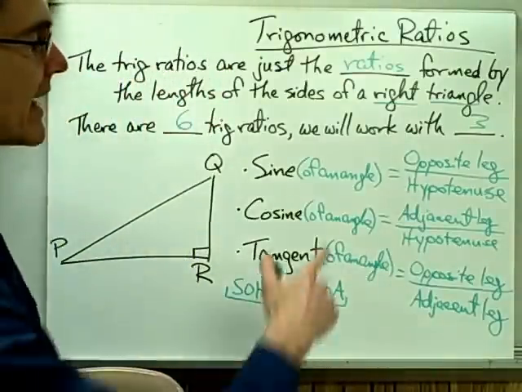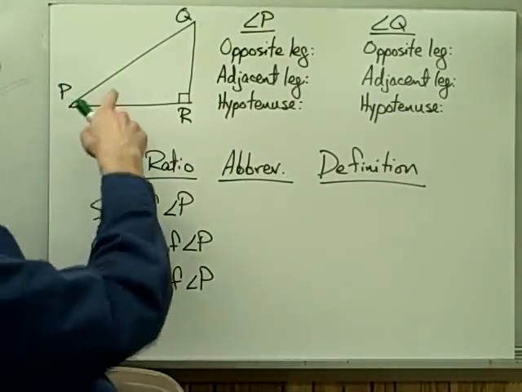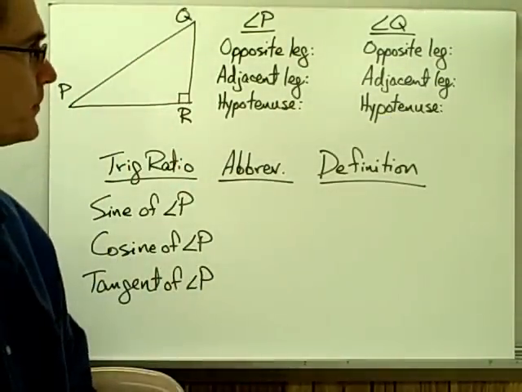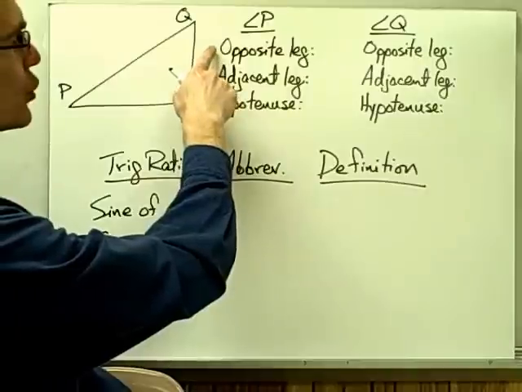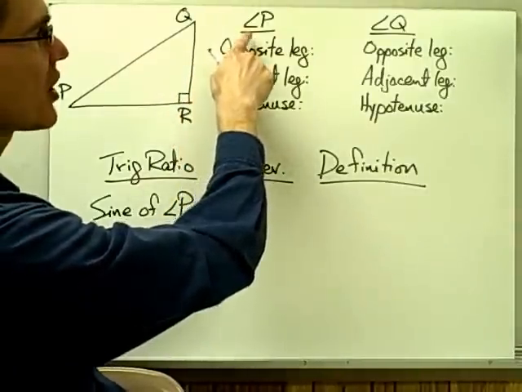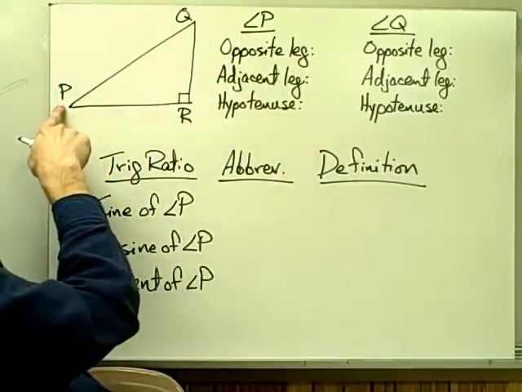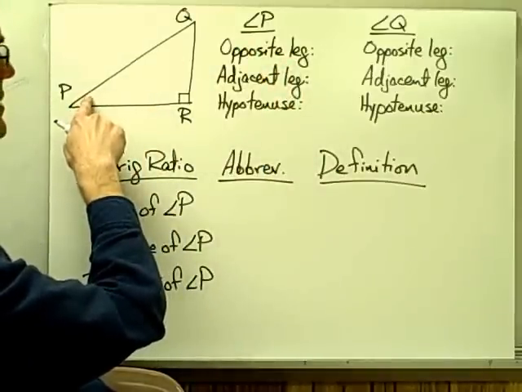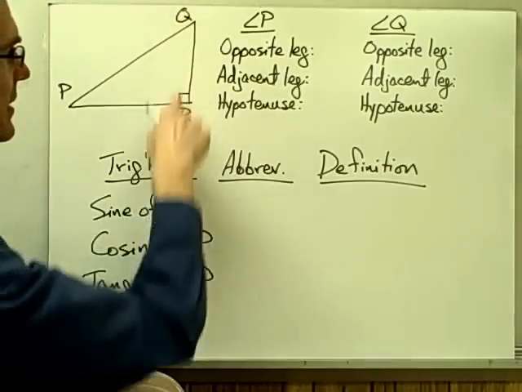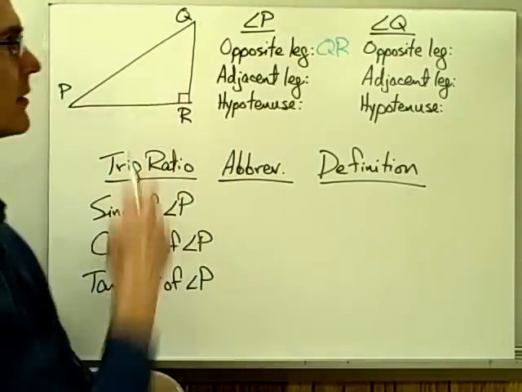All right, well, let's take a look at what exactly we mean when we say the opposite leg over the hypotenuse or the adjacent leg over the hypotenuse. So here's this same right triangle that we had before, triangle PQR. And when we talk about opposite leg, adjacent leg, and hypotenuse, the first thing to note is that to talk about the opposite leg or the adjacent leg, we have to talk about a specific angle. So first let's look at angle P. The leg that's opposite angle P is this leg here, QR. Side QR is opposite angle P.